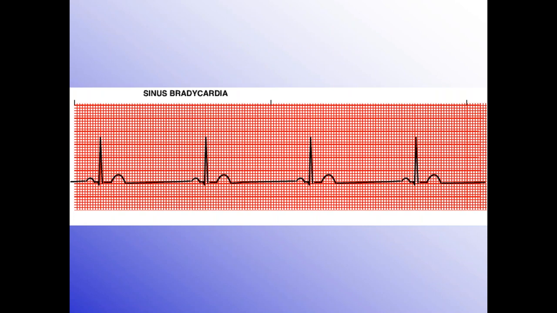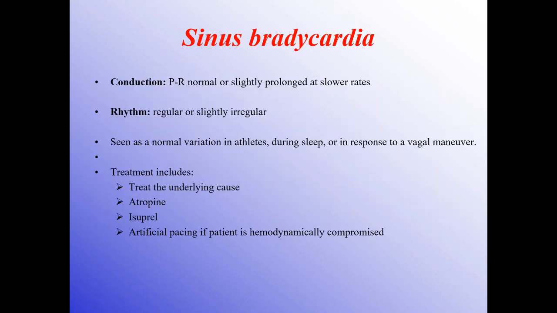So this is an example. You can see here, once again, PQRS is clearly visible, but here the large squares are 1, 2, 3, 4, 5, 6, 7. So 300 upon 7, so it is landing up to be a heart rate of 40. Again, important to understand, it can be there as a physiological phenomenon where your vagal activity is increased, or in sleep where your vagal activity has increased, and the treatment will be according to whether your vagal activity has increased because of a physiological phenomenon like sleep, or something like a pathological phenomenon where your parasympathetic activity increases per se.